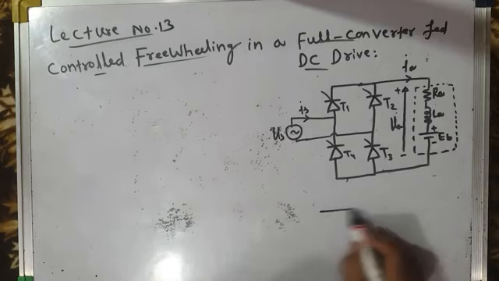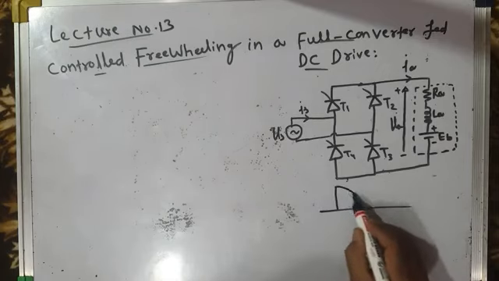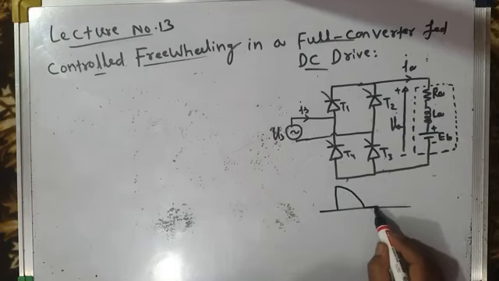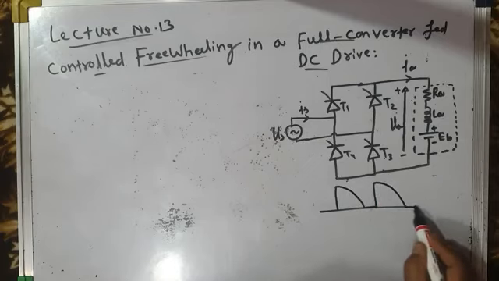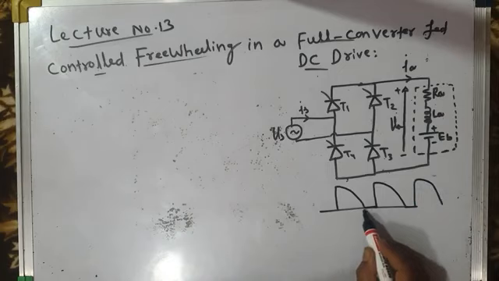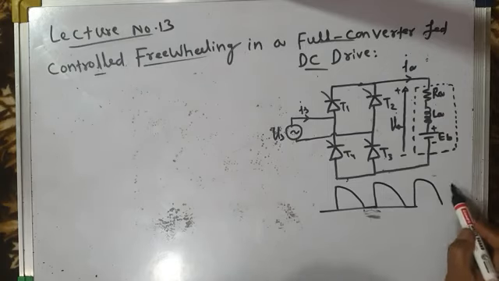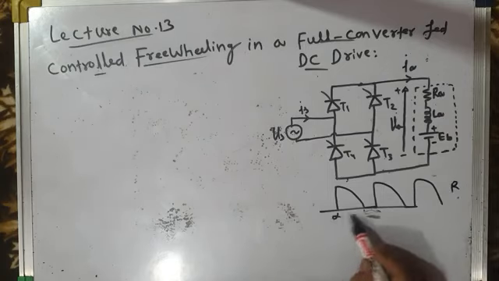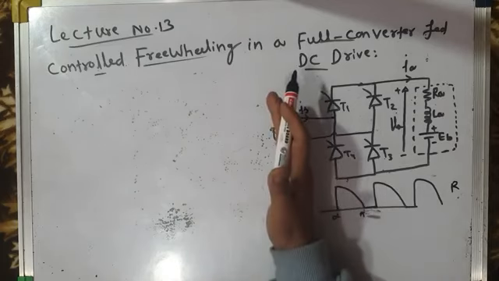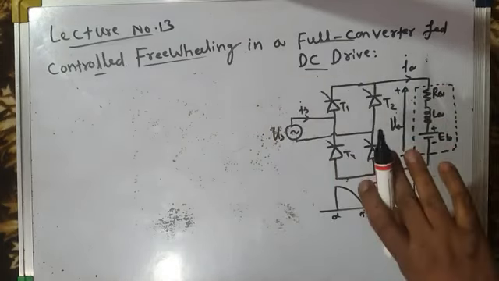In other words, our load voltage waveform should become like this. So no negative segments will be there. Earlier there was a negative segment. If we cancel that negative segment, what does this waveform tell us? It tells us that during the rectification mode of operation from alpha to pi, there is the flow of power from source to load.